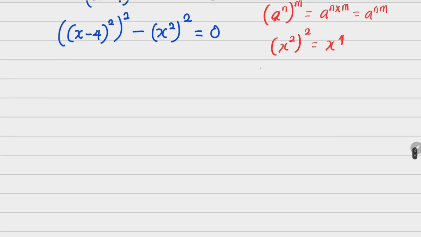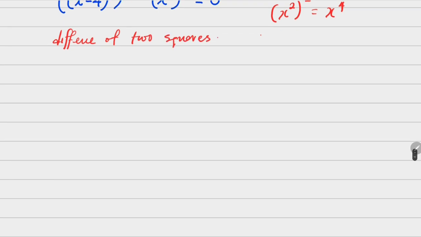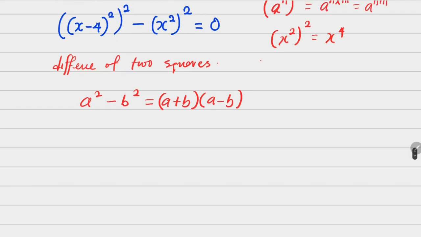Now, why do I have to do this? It's because I'm moving towards difference of two squares. And what does that mean? Under difference of two squares, if you have two squares with a difference between them, like what I have on the screen, these can be factorized as (a + b)(a − b). Now, because of this knowledge, this is what I'm going to do.